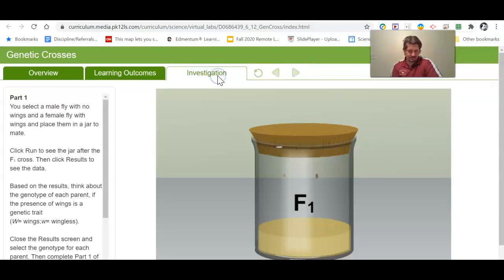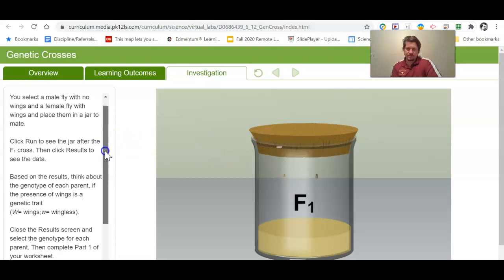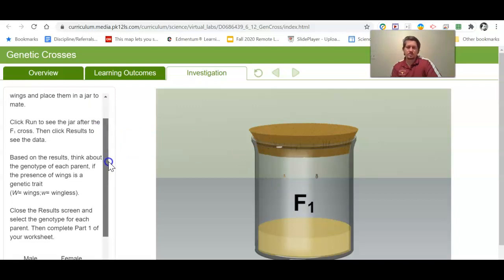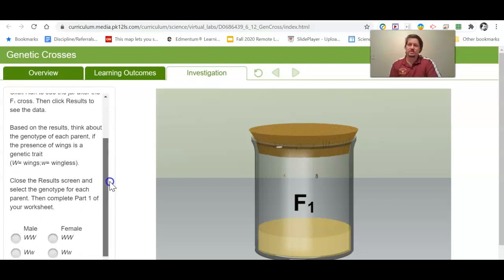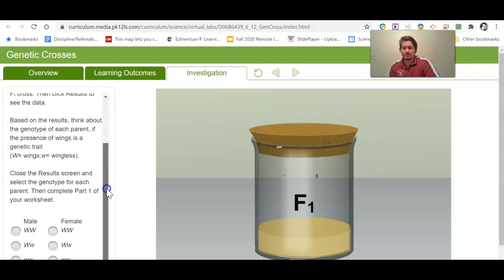So our investigation starts by selecting a male fly with no wings and a female fly with wings and placing them into a jar to mate. Here's the jar. We're going to click Run to see the jar after the F1 cross. Then click Results to see the data. Based on the results, think about the genotype, or which alleles are present, of each parent, if the presence of wings is a genetic trait.